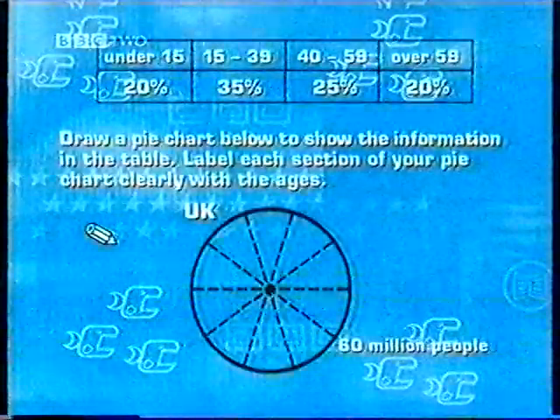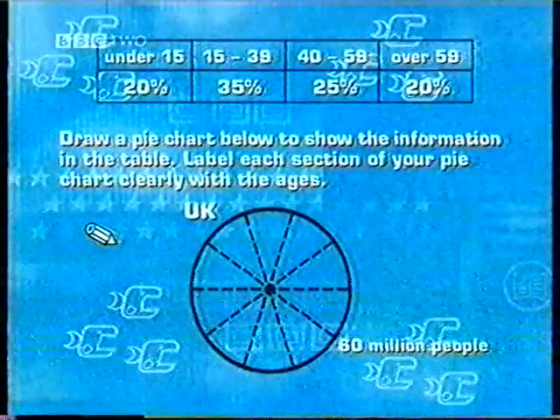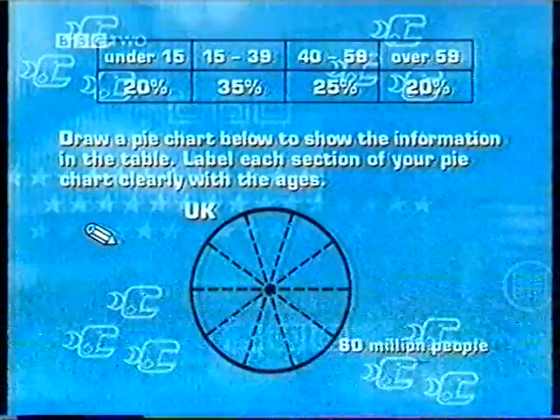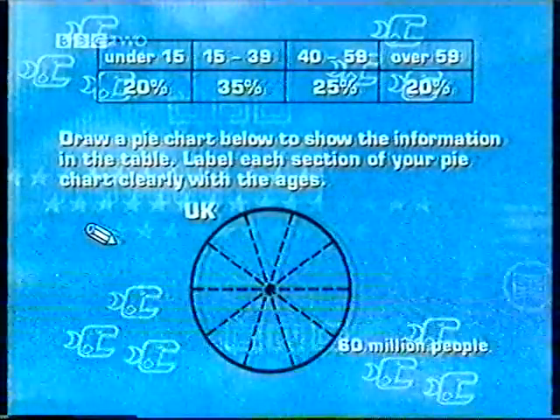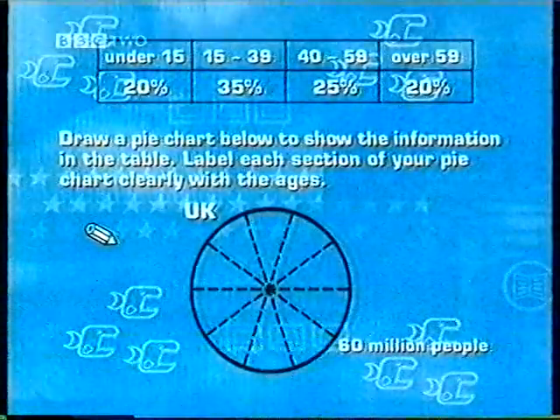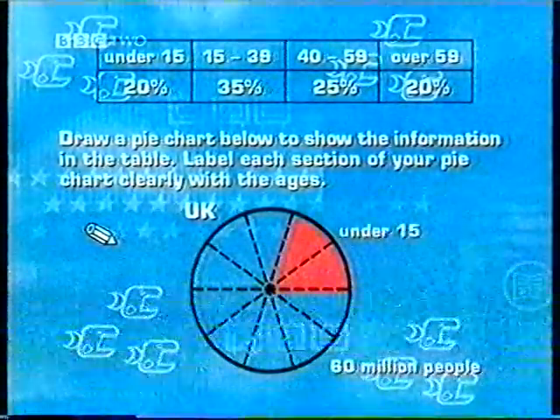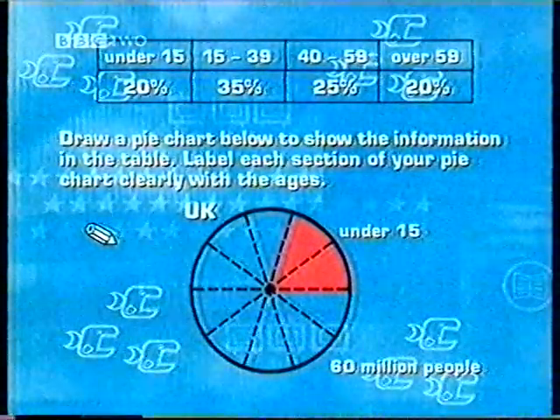Now, part C. The pie chart is already divided into 10 equal sectors. So each sector of the pie chart represents 1/10 or 10% of the number of people in the UK. The table tells us that 20% of the people in the UK are under 15. So we must label two sectors of 10% as representing people under 15.